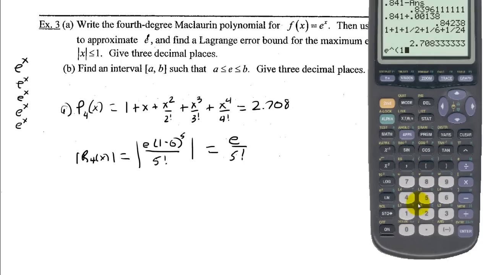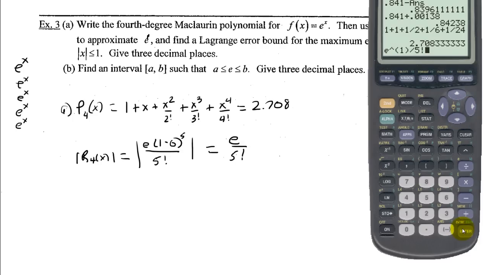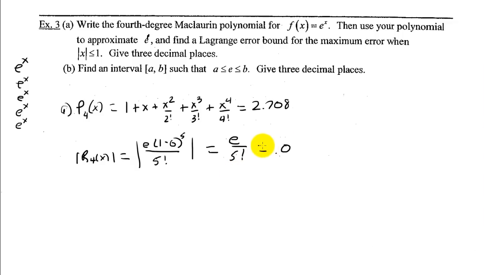So this is equal to e divided by 5 factorial. E raised to the first power divided by 5 factorial. So 0.02265. That'll be plenty of decimal places, of course.